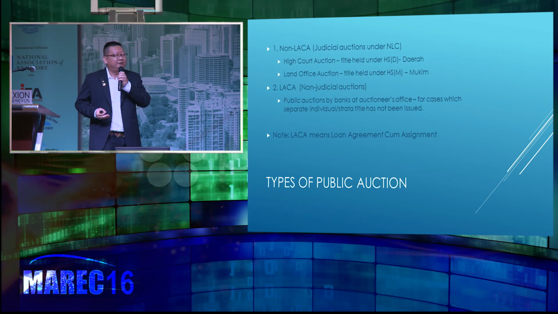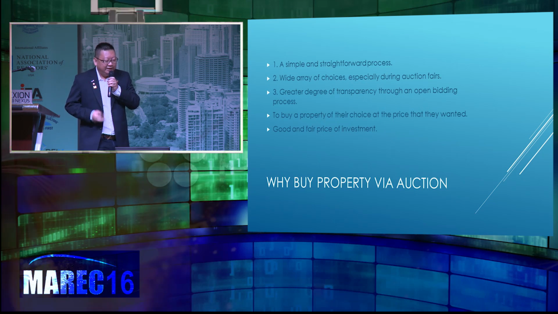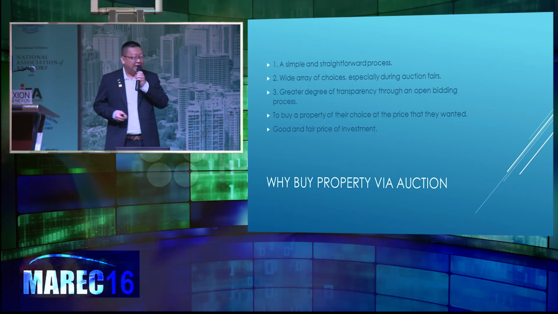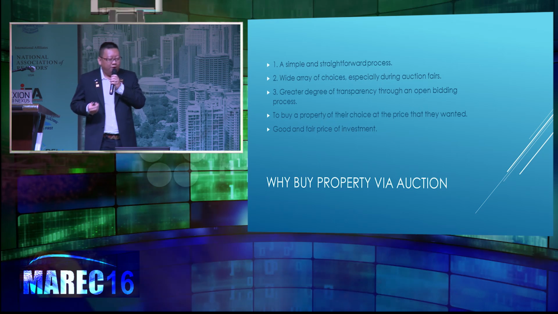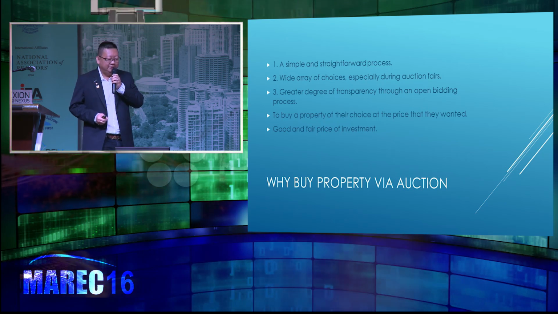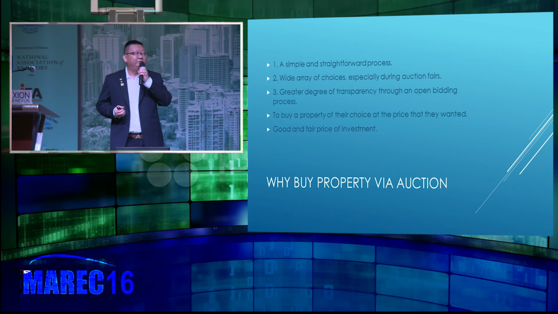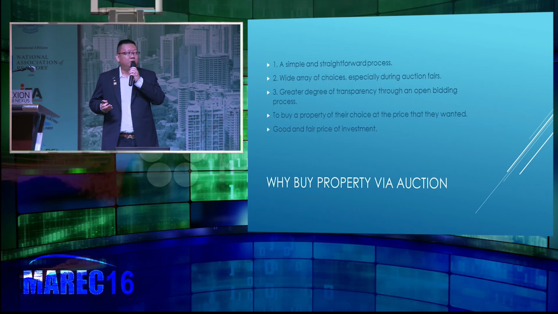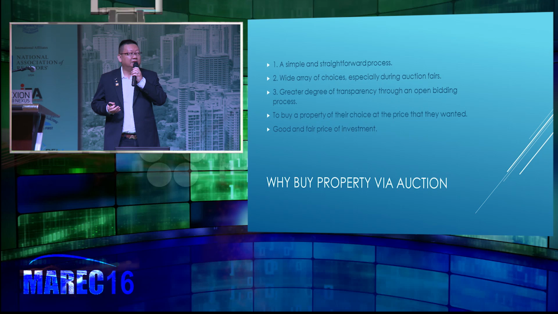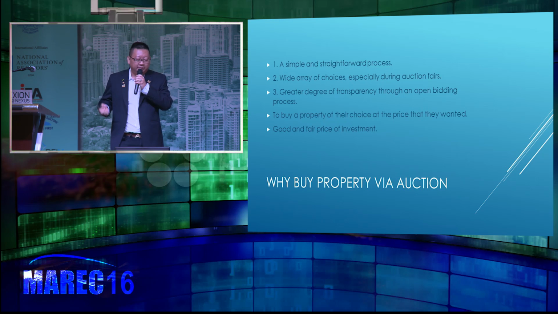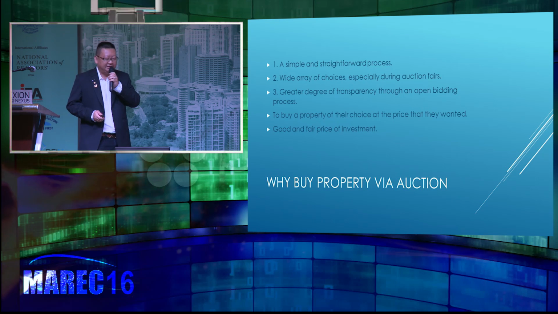So why buy properties via auctions? Well, it is a simple and straightforward process, and it offers a wide range of choices, yeah? Especially during the auction fair. In an auction fair, like CIMB Property Mart, you can sometimes see more than 30, 50 different types of property available for sale on the same particular day.